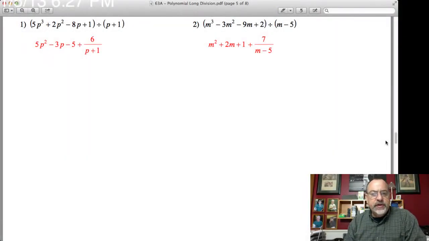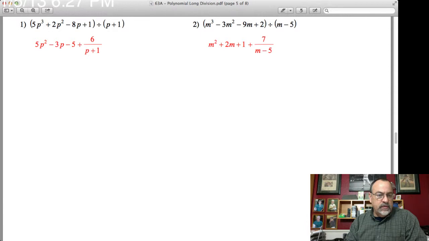Chapter 6, Lesson 3 of Advanced Algebra. We're going to do some examples of dividing polynomials using long division. And then we'll also discuss whether these linear factors or these divisors are factors of the polynomial or not.